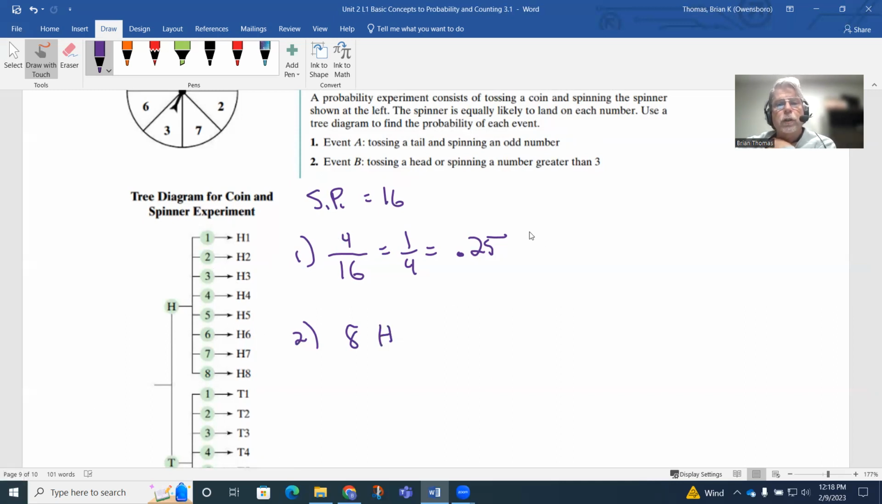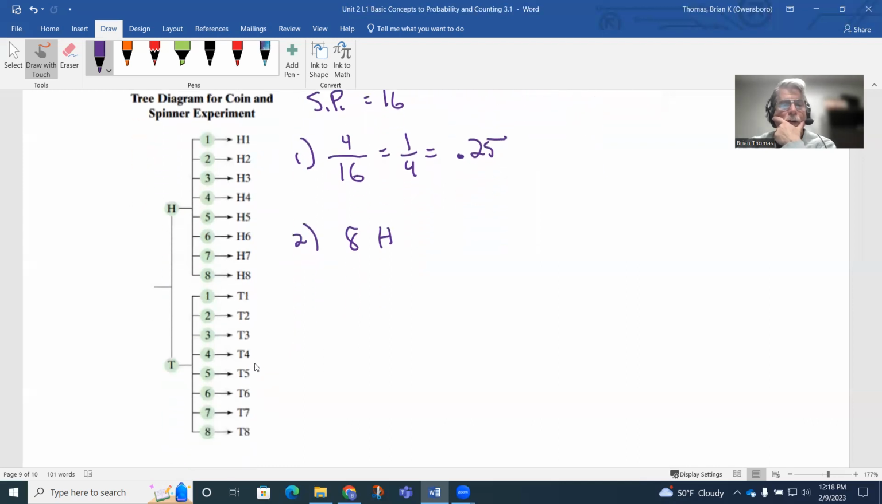And then spinning a number greater than 3. I can't count the ones that have the heads already because that's double counting. So greater than 3 means the 4, 5, 6, 7, 8. Those have to be excluded over here because we've already counted them in my set. But I could count them on the tails side, on this greater than 3. So 1, 2, 3, 4, 5. So I have 5 there that would still not have been counted in my set.